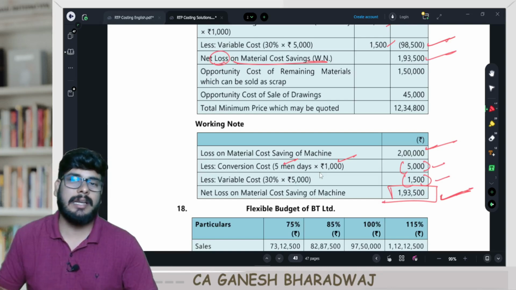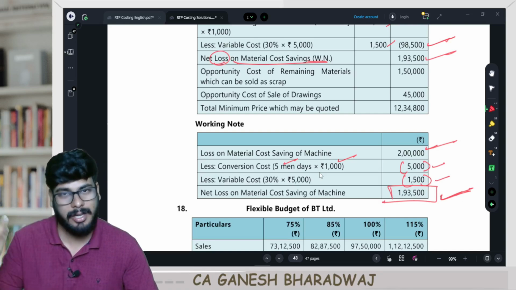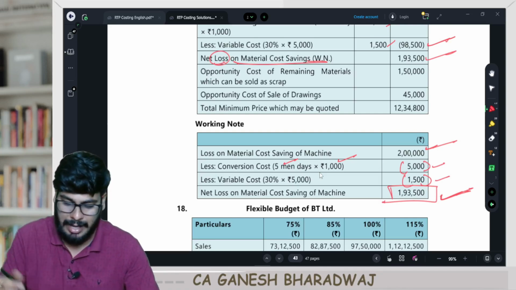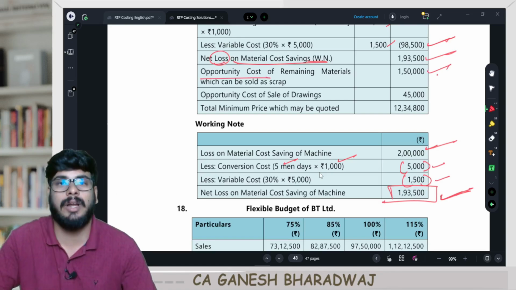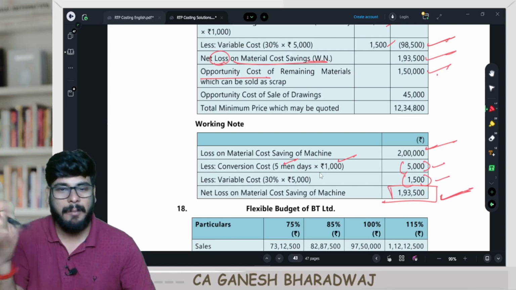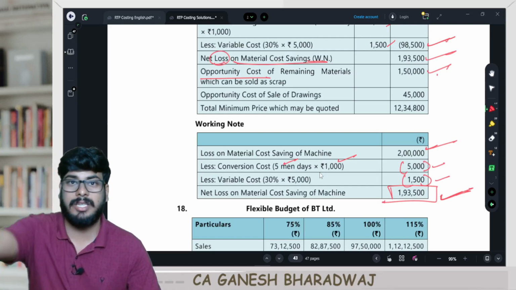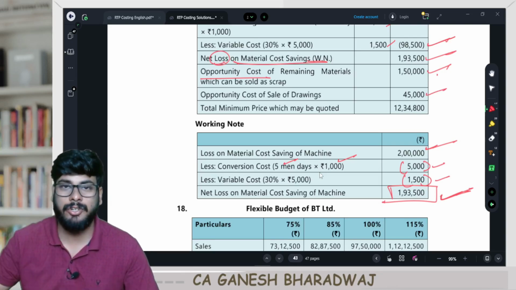Regarding the other materials, they would have scrapped it for 1,50,000, but since they are taking up this order, they are not able to scrap it. So the opportunity cost of the scrap that they could have realized is going to be 1,50,000, and the drawings also they could have realized 45,000, but now they are not able to realize. Why? Because they are converting it and selling it to this particular guy. So that is also lost. Are you clear with this?